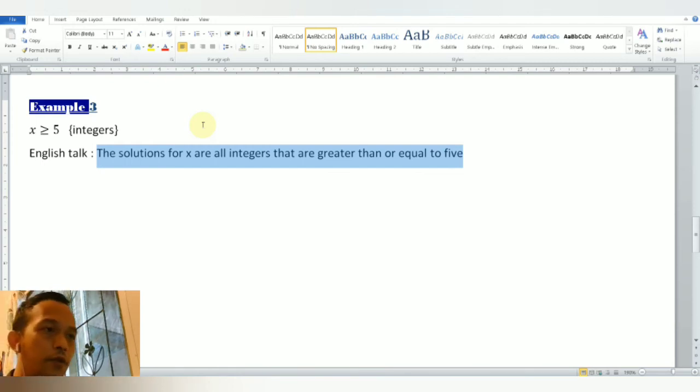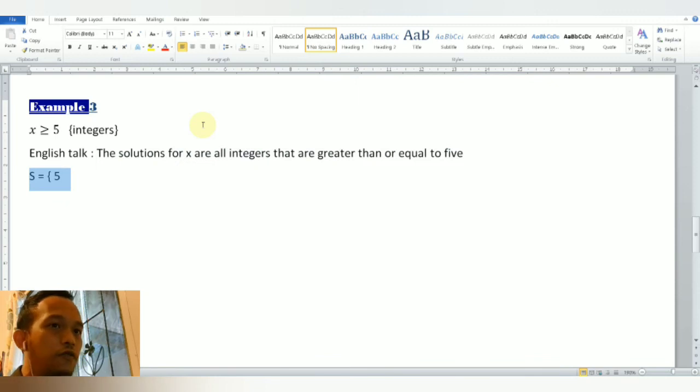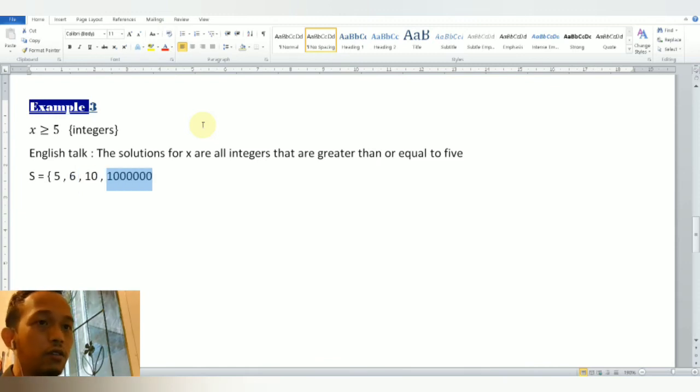So if I put it into a solution set, the first solution will be 5 itself because it is equal to 5. If I move further, the second solution will be 6. Since we are talking about only integers, I will just use 6 and then 7, 8, 9, 10, and then can you imagine 1 million and so on, going continuously to the right side if you're speaking in number line terms.